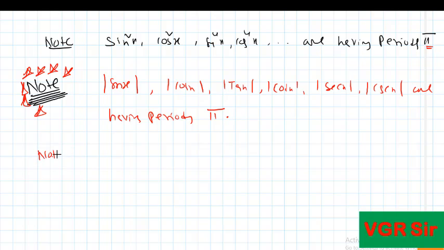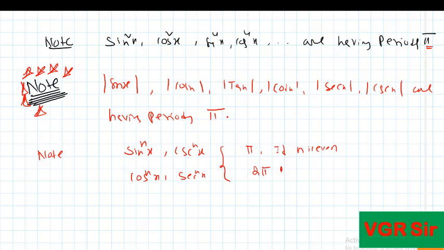So next note. Sin nx, cosec nx, and cos nx, secant nx. The periods are pi if n is even, or 2 pi if n is odd. Students, my sincere advice, if you don't know any formula, just using the definition you can find its period. That is not a big problem.